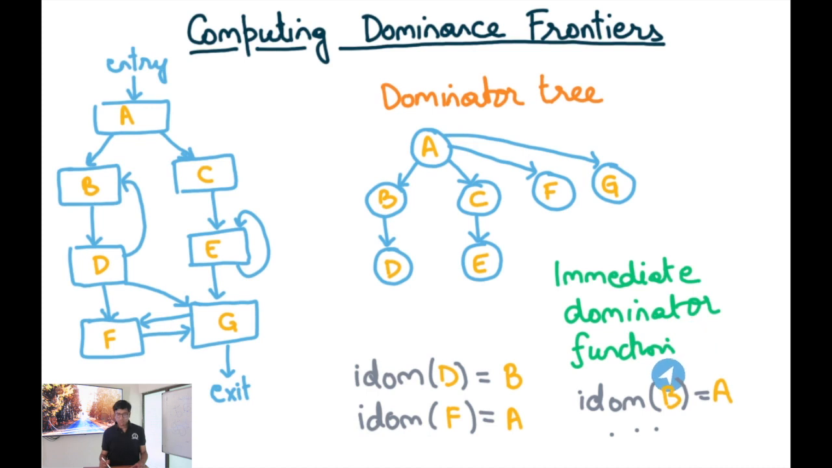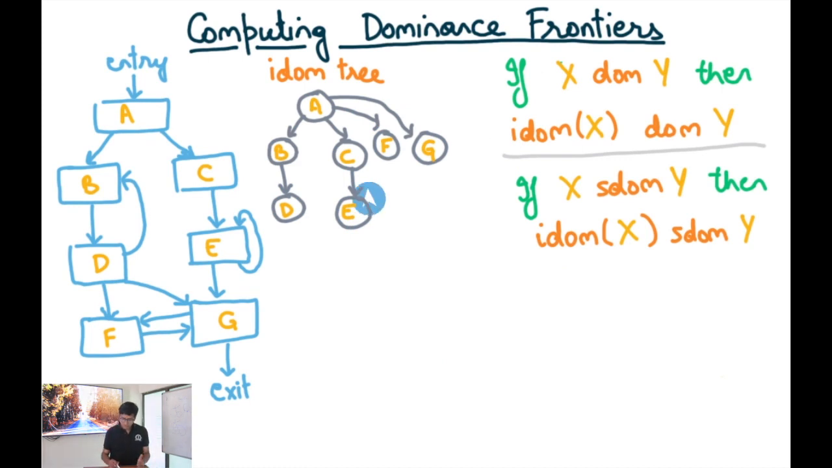And because the immediate dominator is unique, we can also represent this relation as a function where for every node we say what its immediate dominator is. For example, the immediate dominator of D is B. The immediate dominator of C is A. The immediate dominator of B is also A, and so on. So basically the immediate dominator of a node is the parent node in the dominator tree. So IDOM D is B, IDOM F is A, IDOM B is A, and so on. And we can represent this IDOM as a function from nodes to nodes.